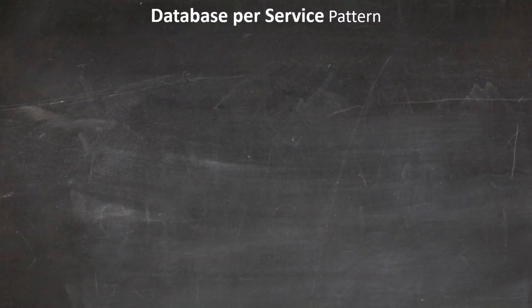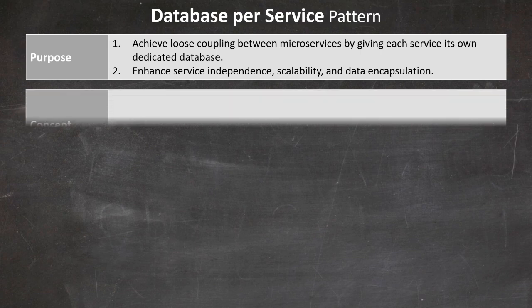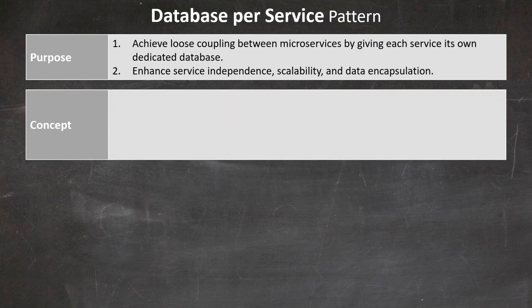Let's dive into the database per service pattern. This pattern aims to achieve loose coupling between microservices by providing each service with its own dedicated database. This approach enhances service independence, scalability, and data encapsulation. Conceptually, each microservice manages its own private database, accessible only by that service. This enforces clear boundaries and promotes the single responsibility principle.